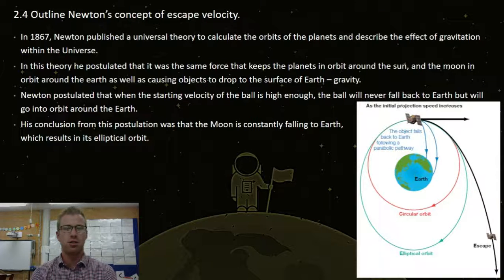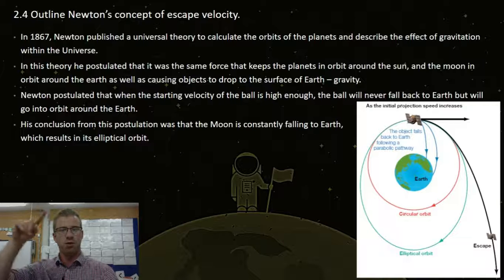So then Newton postulated that when the starting velocity of the ball is high enough, the ball will never fall back to Earth, but will go into orbit around the Earth. So he thought that if the starting velocity was high enough when you're on top of a mountain, you threw a ball, the ball will never fall back to Earth, but it will orbit around the Sun like a satellite. Okay?